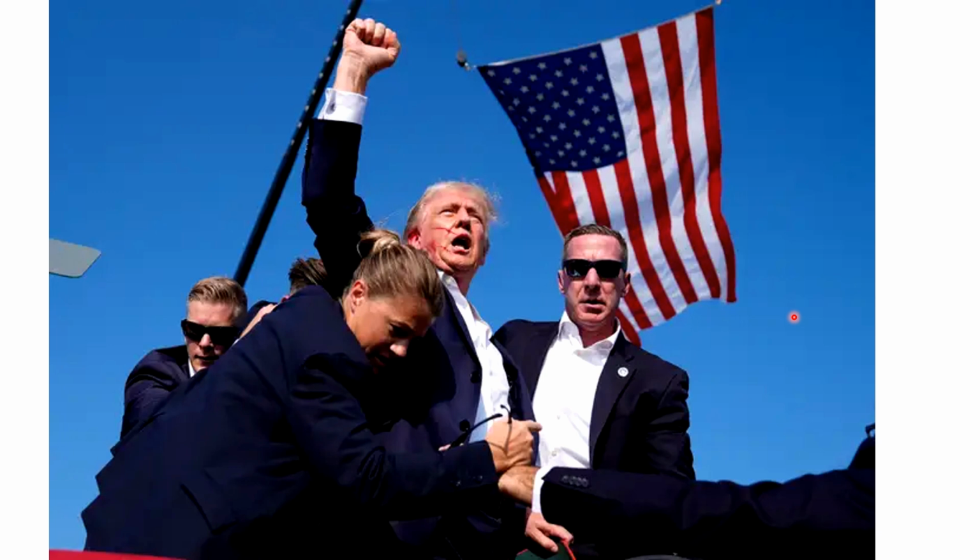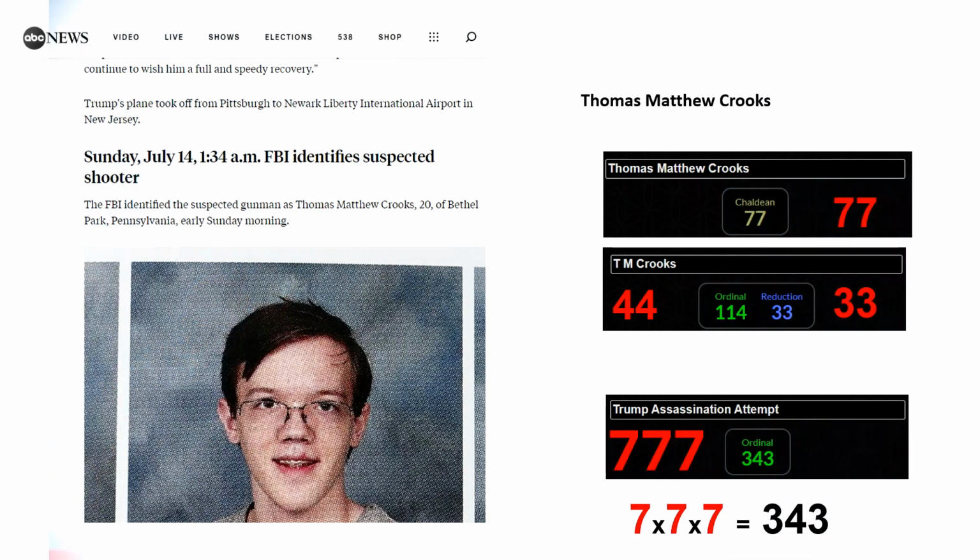This is what the photographers were there to get, and obviously they needed to get this. And it does kind of remind me of some troops raising an American flag in the Second World War. It's got a similar kind of look to it as that. You probably know that photograph, very famous photograph. But the shooter is Thomas Matthew Crooks, this weird looking guy here.